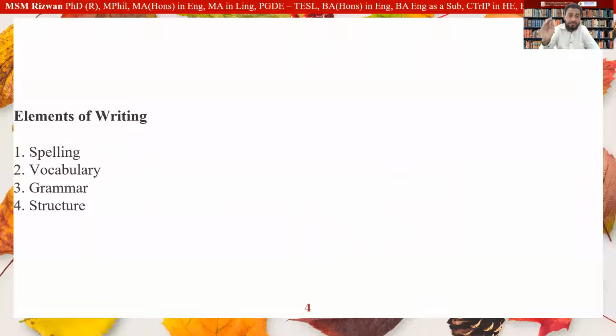In the development of writing, you must know the basic elements of writing. What are the basic elements of writing? Right? So here you could see spelling, vocabulary, grammar, as well as structure of the language. These are the basic elements of writing. Whenever you happen to write, you must have the thorough understanding of the given elements of writing. Spelling is one of the major elements in the development of writing.